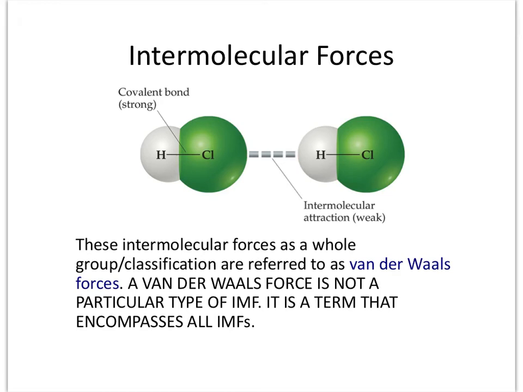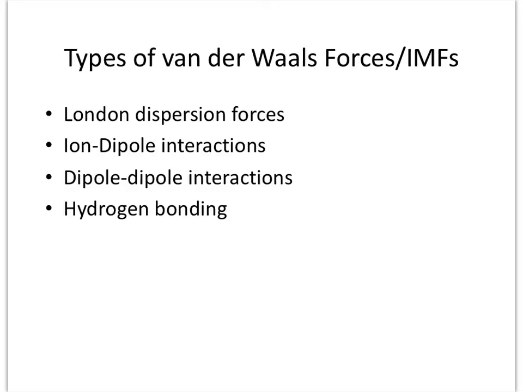As a whole, intermolecular forces are classified as what are called van der Waals forces. Something I don't like in Regents chemistry is that Regents chemistry calls dispersion forces van der Waals forces, and they're not. Van der Waals force is not a particular type of intermolecular force. It kind of encompasses all of them. So the types of intermolecular forces we're going to be looking at here are London dispersion forces, ion-dipole interactions, which is basically how an ionic compound would dissolve in water, dipole-dipole interactions, and then hydrogen bonding. And they're listed here basically in order of strength.